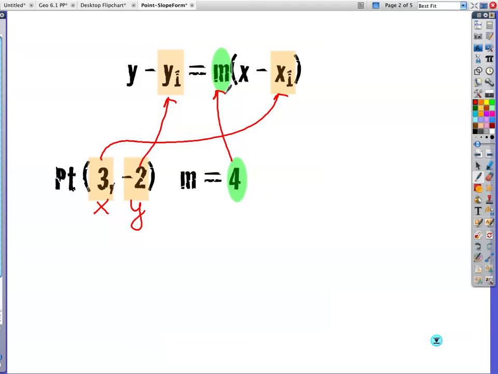Wait, how'd you get 4? I gave it to you. I said m is 4. Was that like the y-intercept? No, m is your slope. And this is just a point, just any point on the line.